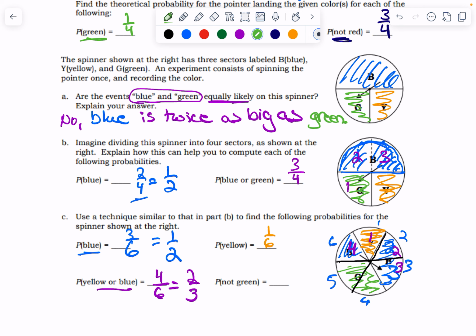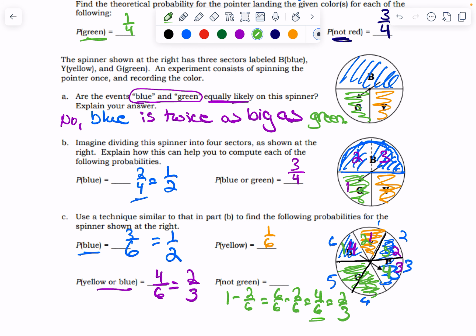Probability of not green. So there's 2 ways we can do this. We have 2 greens, and we can do 1 minus 2/6, which is 6/6 minus 2/6, which is 4/6, and that simplifies to 2/3. Or we could just count 1, 2, 3, and 4 are not green and say that 4/6.